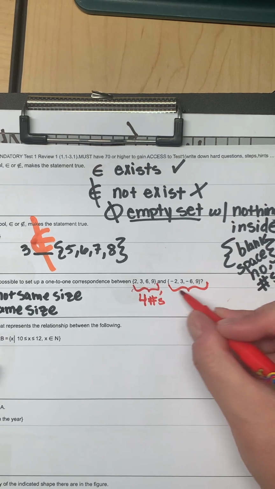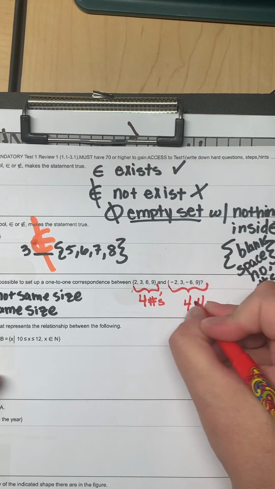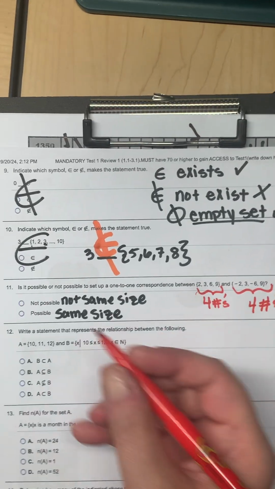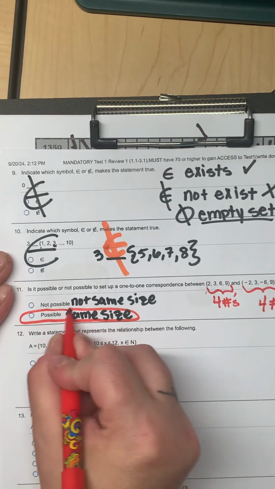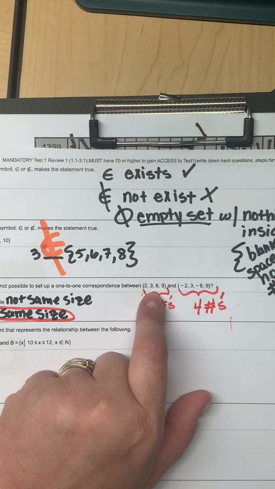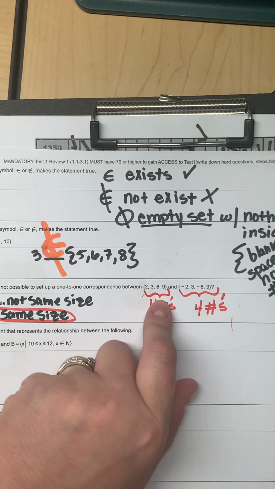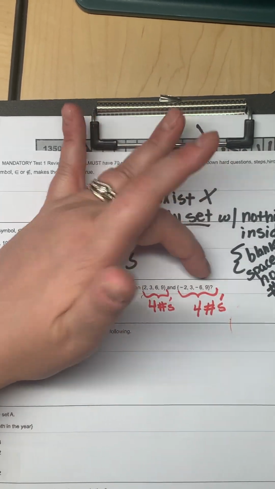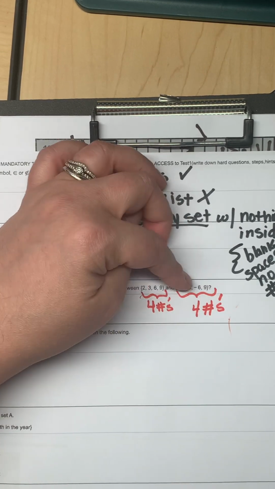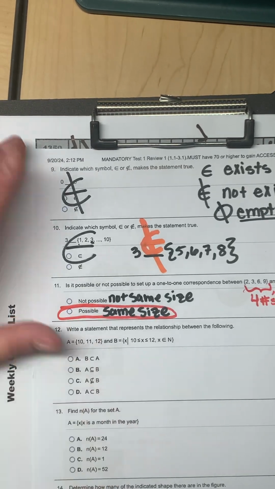Okay, let's see here. -2, 3, -6, 9. How many numbers are in there? 4. So he's a size 4 also. So that means they have a one-to-one correspondence. It means they're the same size. It does not matter that some of them are negative and some of them are positive. Who cares? It's about how many are in there. If there would have been an extra one, maybe there was like a 10 in this last set, like there was an extra number, then there would be 5 numbers and it would be not the same.